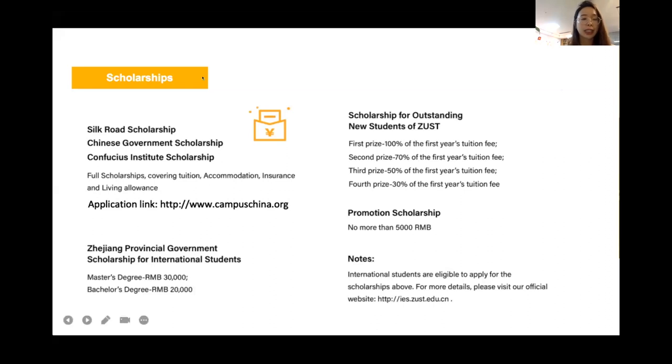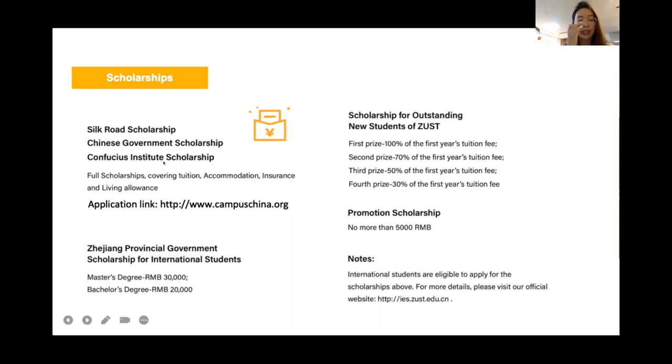And for this one, the Confucius Institute scholarship, it is still going on. And if you are interested, you can email me after the meeting. For the Chinese government scholarship, at master level, it has been closed. But for the bachelor level, it is still open. But you need to have HSK5 to apply for the Chinese government scholarship at bachelor level.